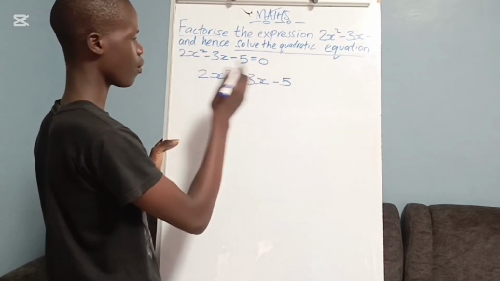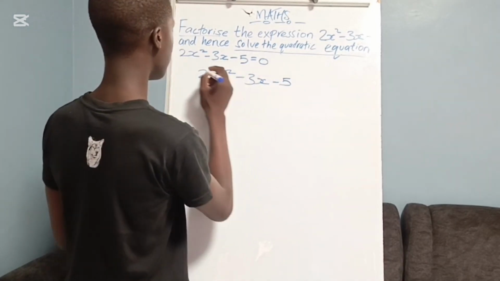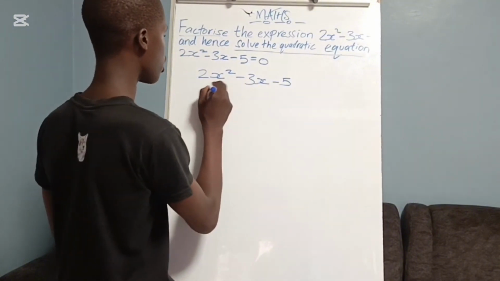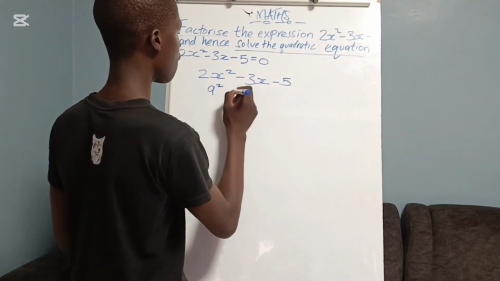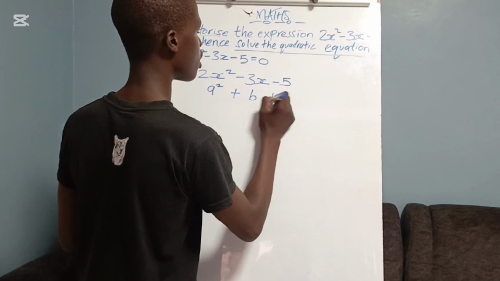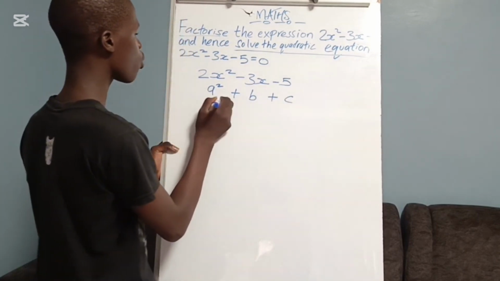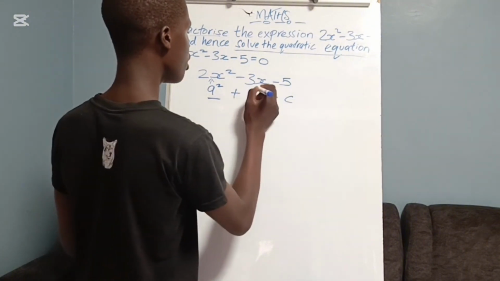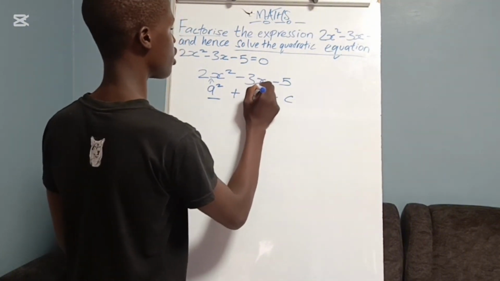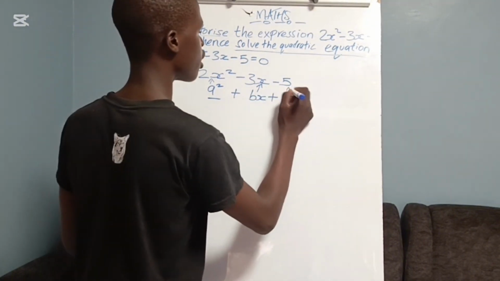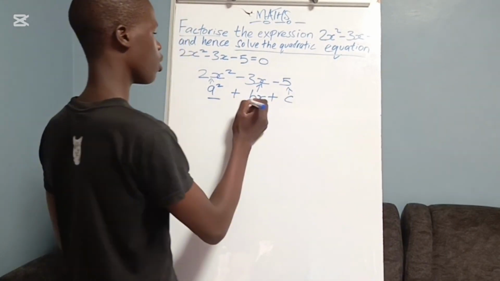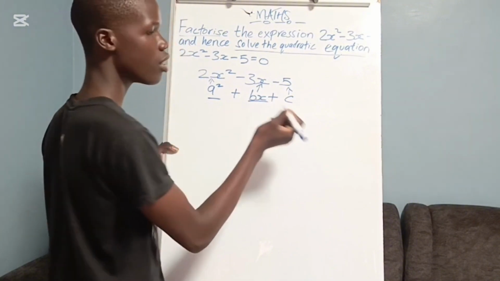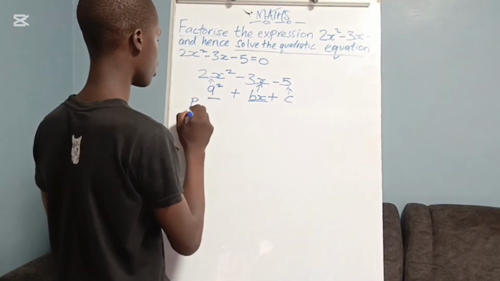Based on this expression, it is formed into a formula known as ax squared plus bx plus c. So ax squared is the 2x squared, the bx is the negative 3x, and the c is the negative 5. As we tackle the equation, we must break this b into simpler terms by introduction of product and sum.